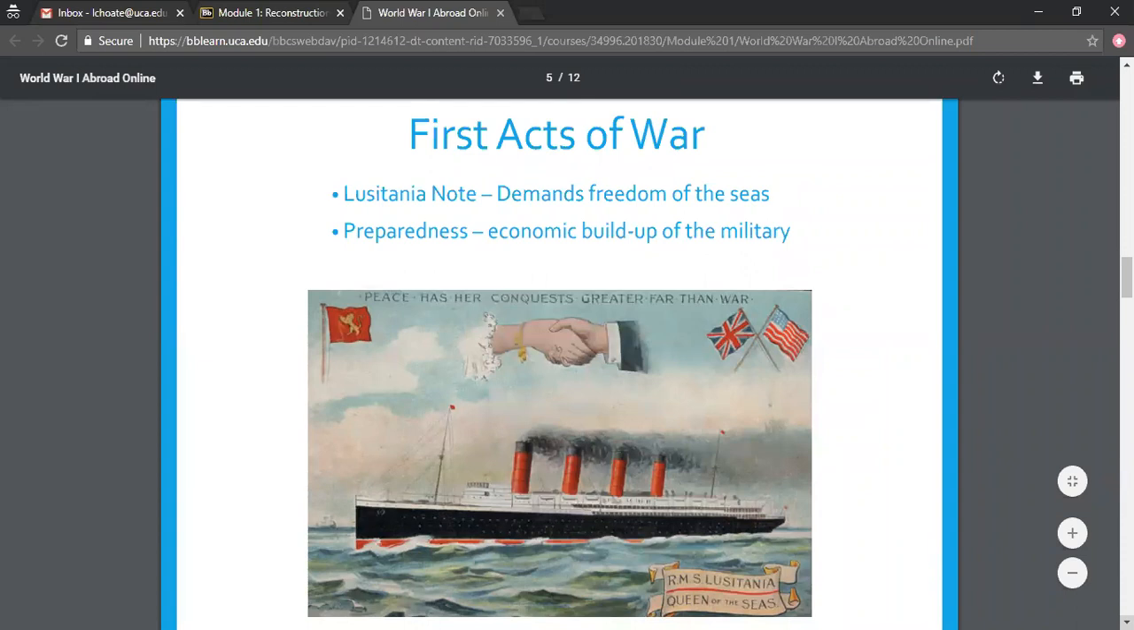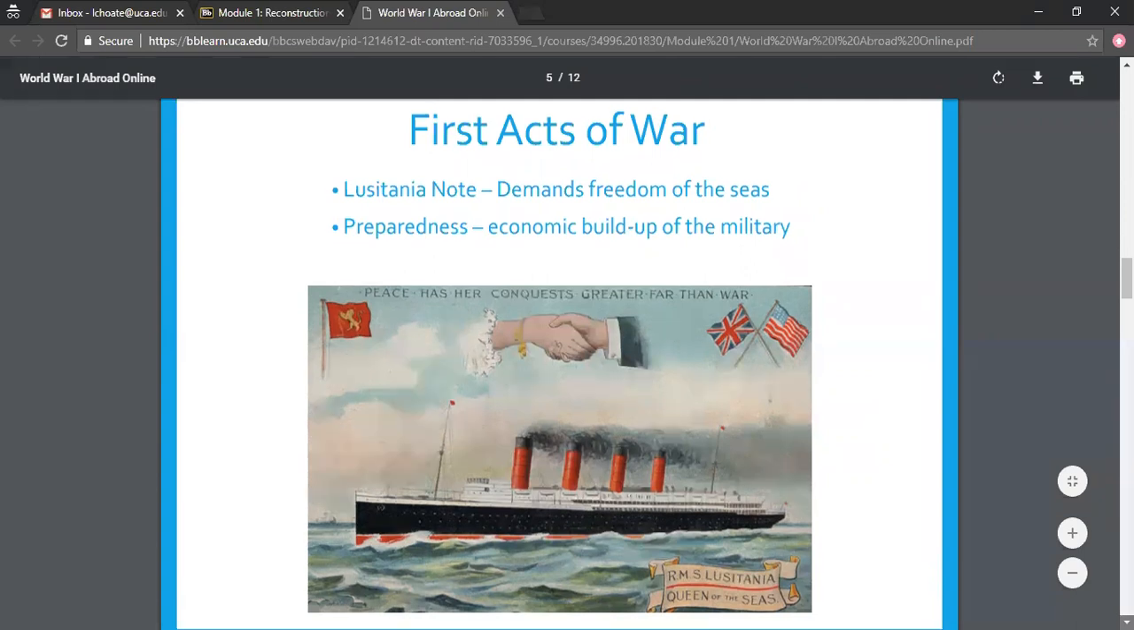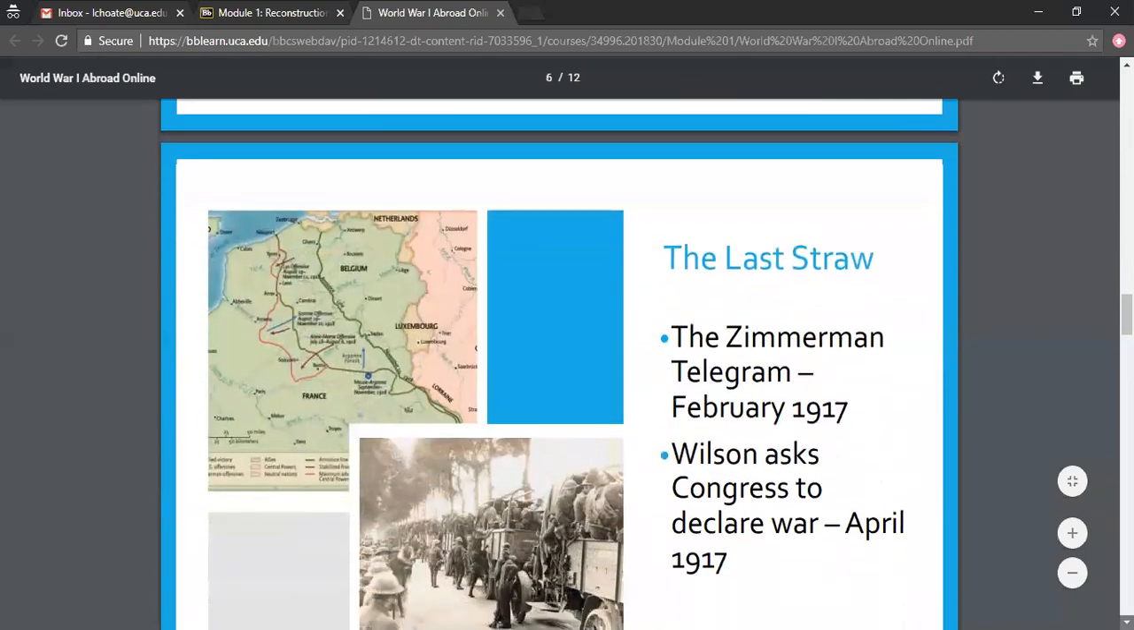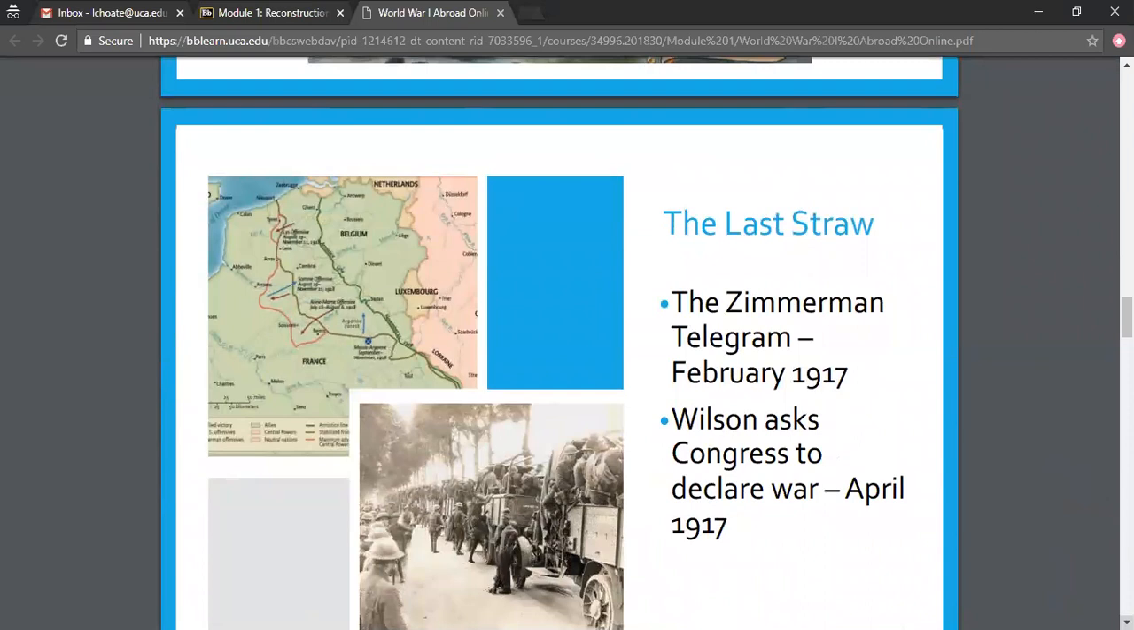And so he kind of inches them closer to being prepared for that by instituting something called preparedness, an economic buildup of the military, putting money into the military, beginning to train men, beginning to build up supplies. And he says to the American people, obviously we don't want to get involved in the war, but in the event that we absolutely have to, that another event like this happens, then we want to be ready. And the American people understand that argument. And so we begin preparing for war in 1915.